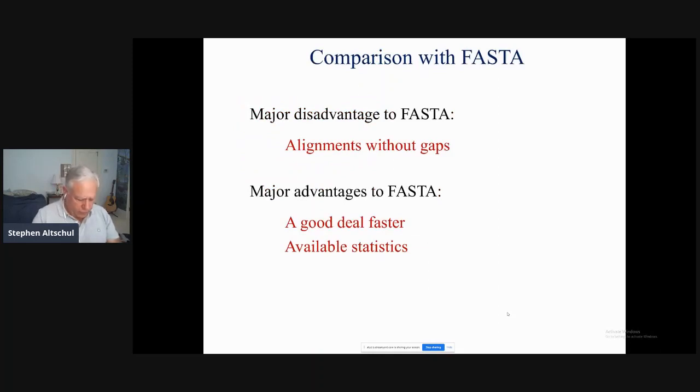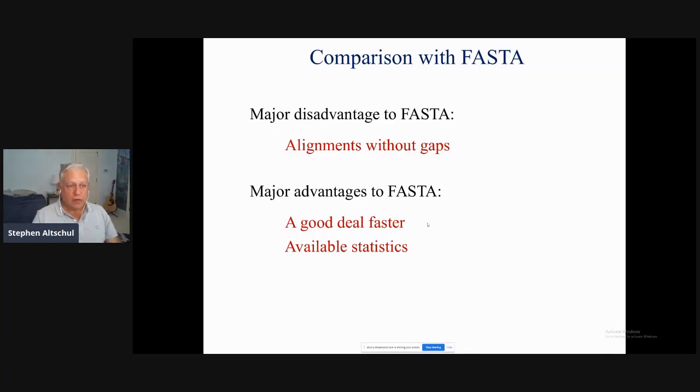Now, BLAST was originally not really meant to compete with FASTA. The idea was it was simply going to try to find things that were obviously related very, very quickly. But it worked so well that people started using it in lieu of FASTA. And so to compare it to the program, it had a major disadvantage to FASTA in that it only produced alignments without gaps. This was in 1990. It was not until 96 and 97 that versions of the program that allowed gaps were introduced.